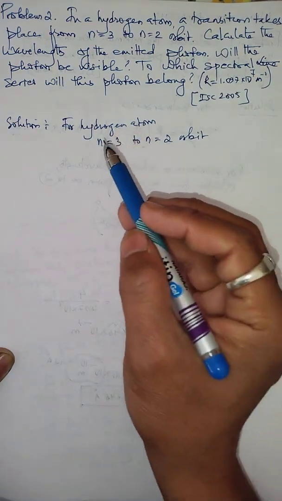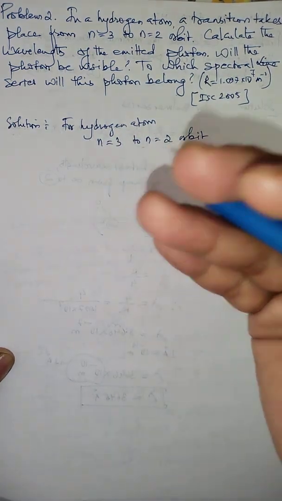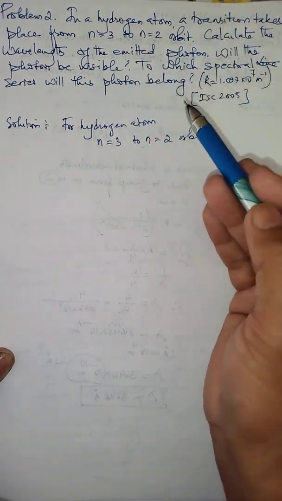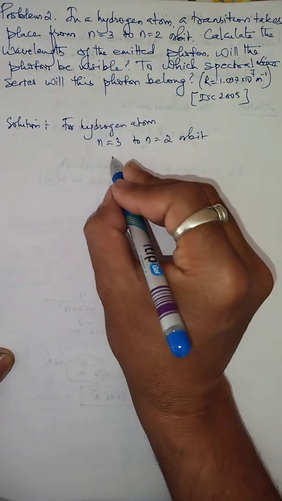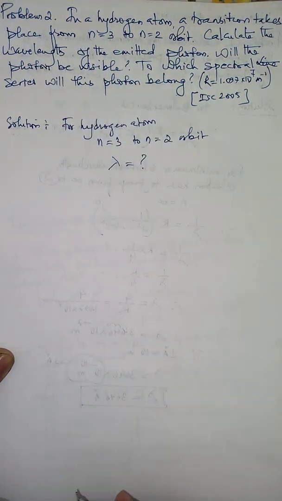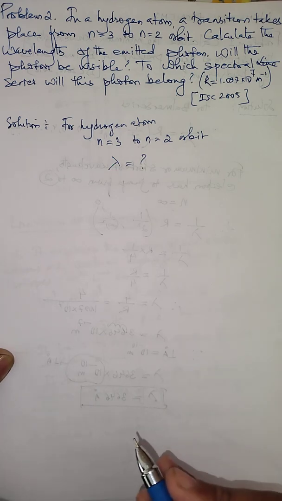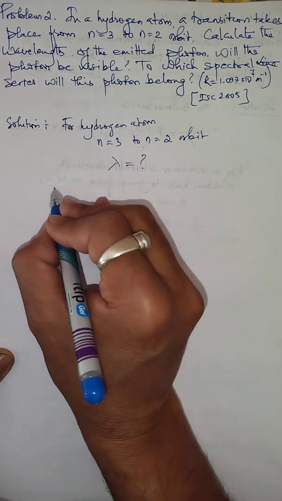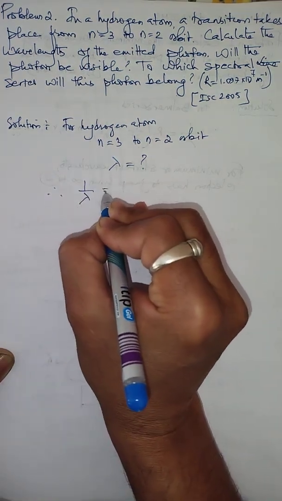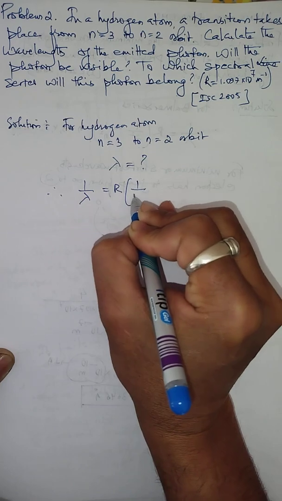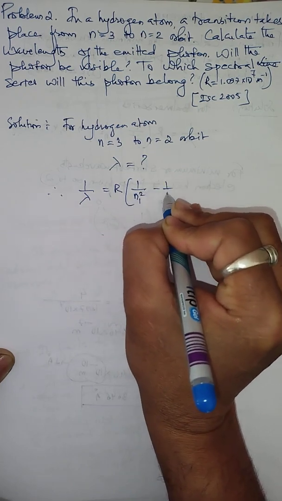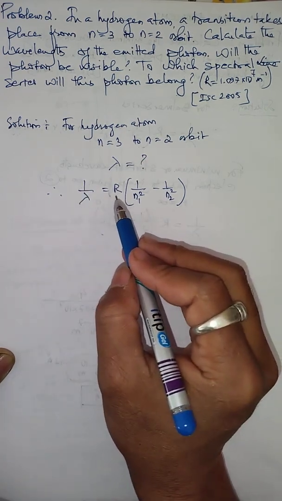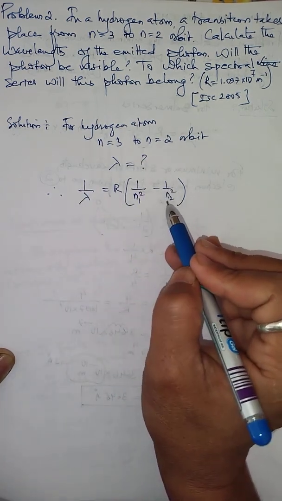When the electron jumps from orbit 3 to orbit 2, the emission of a photon takes place, and that photon has a particular wavelength, which we need to calculate. In order to calculate the wavelength, when electrons jump from any higher orbit to any lower orbit, the formula is 1 by lambda equals R bracket 1 by n1 square minus 1 by n2 square. We know this formula, we have done it already.